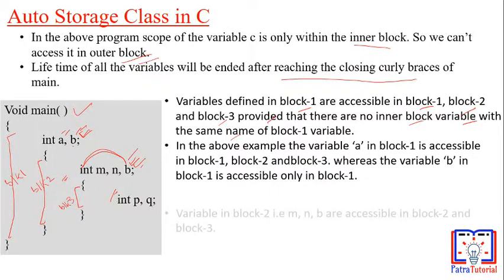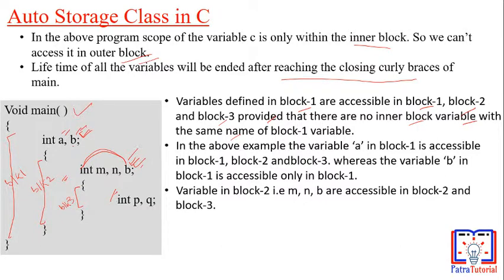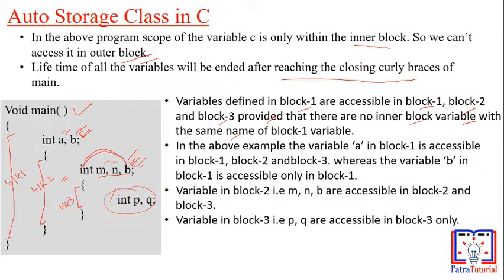The next point is the variables in block 2, that is m and b. These variables are accessible in block 2 and block 3. See, block 3 doesn't have any variable with the same name as m, n or b, so all these three variables are accessible in block 2 as well as block 3. The last and final point is the variables in block 3, that is p and q. Since this is the innermost block, these variables cannot be accessed from outside of this block, so they will be accessible only in block 3.